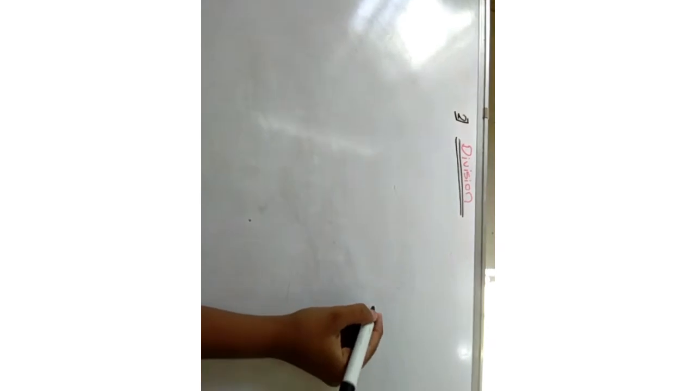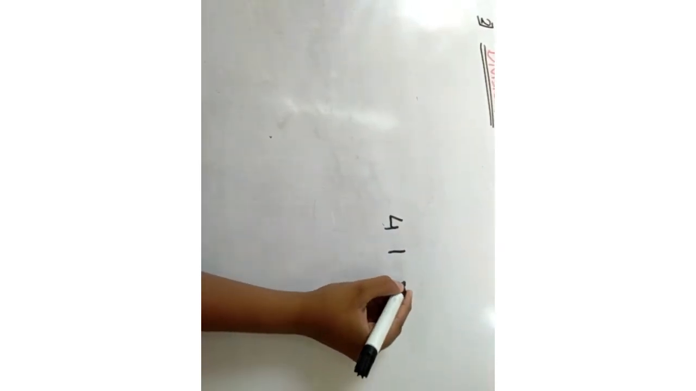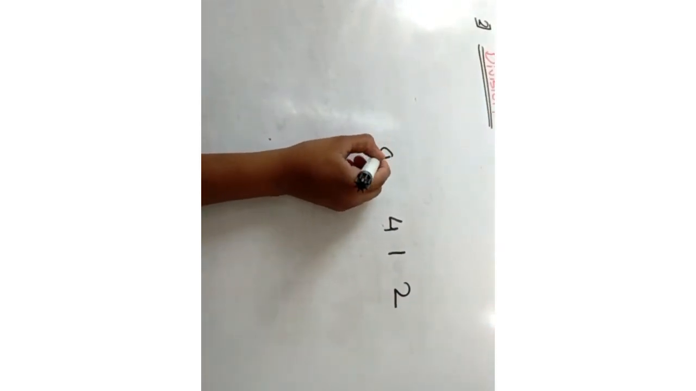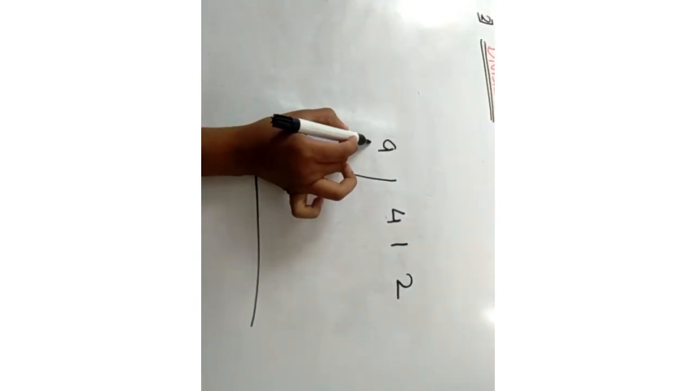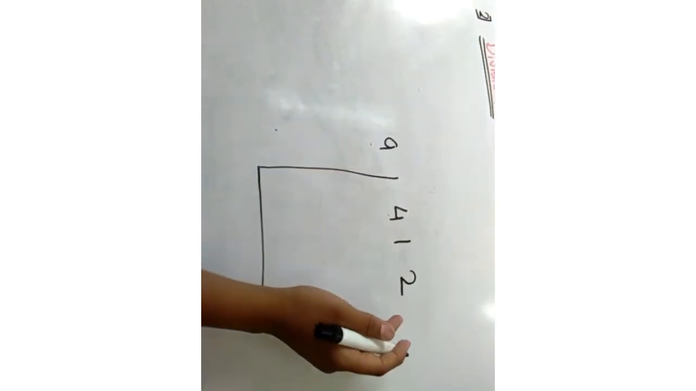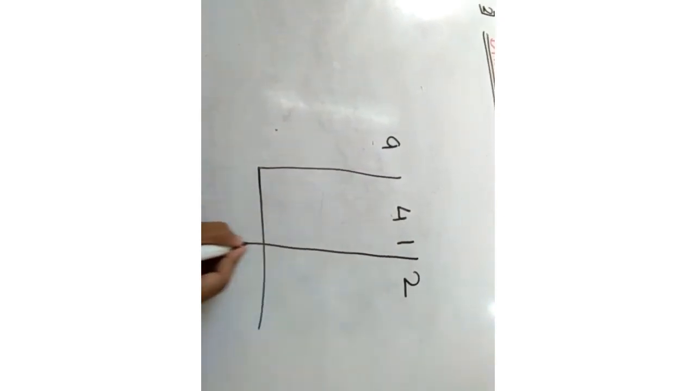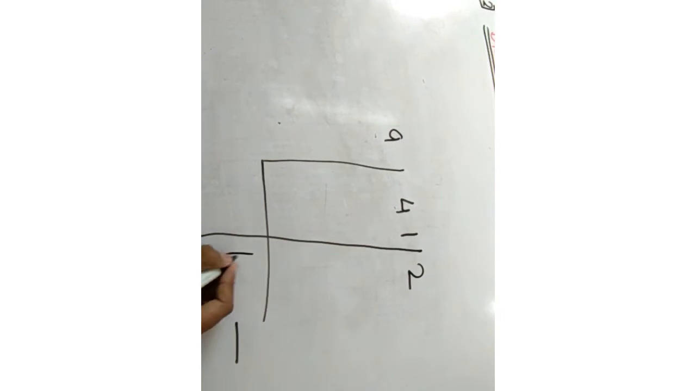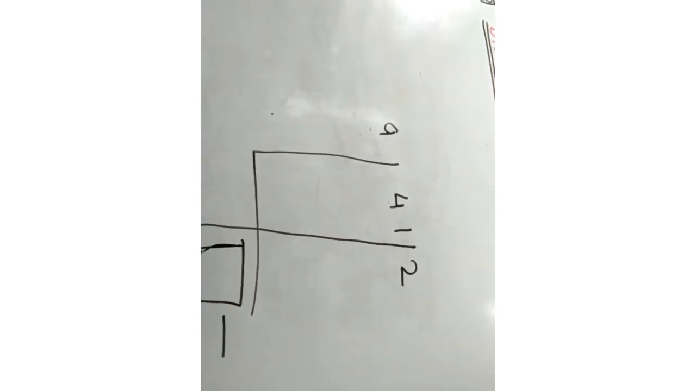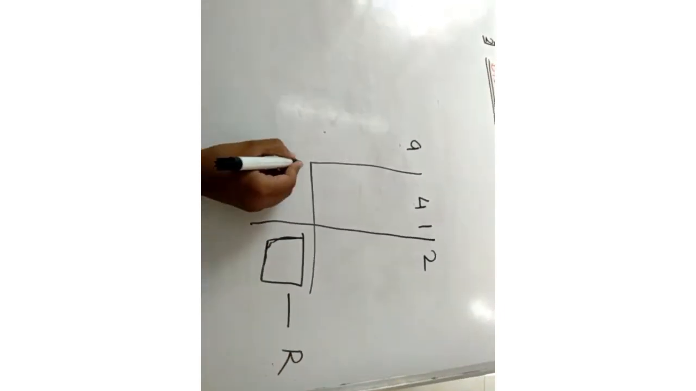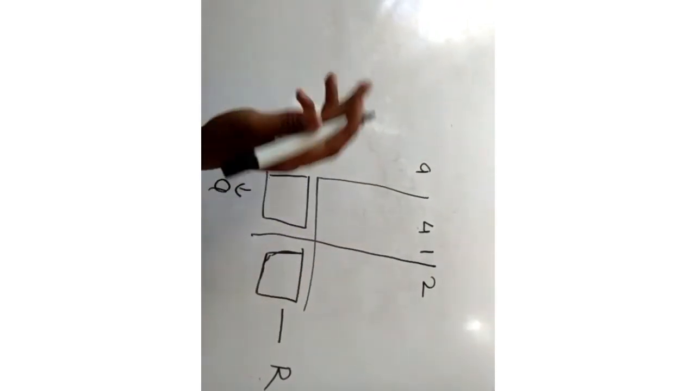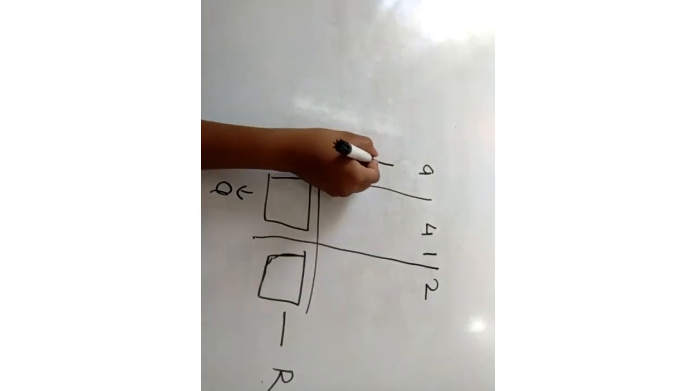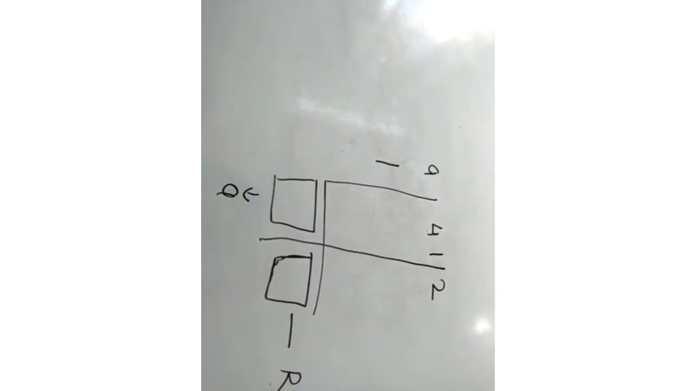Now we will take one more question. We will take 412 divided by 9. As before, the first step is to draw an angle bracket. Here is 9, so it is a one digit number. From the right side we draw a line leaving one digit. Here the remainder will come, and here the quotient will come. Here is 9, and to make it 10 we will add 1. So 9 plus 1 is 10, but we do not have to write it here.